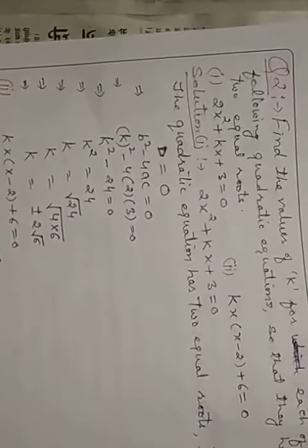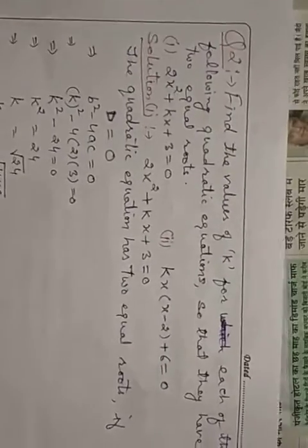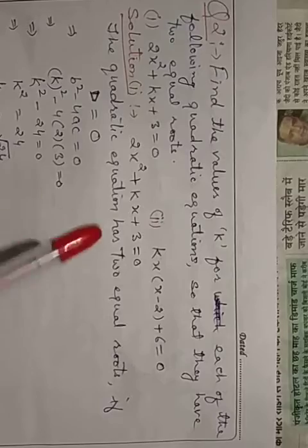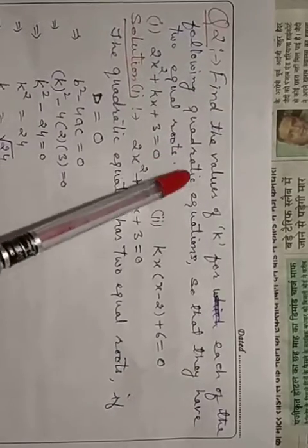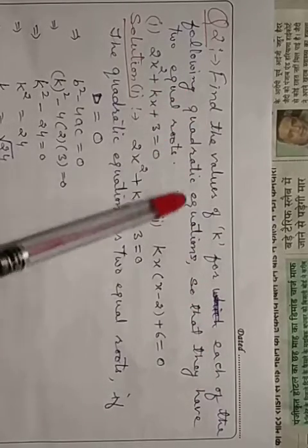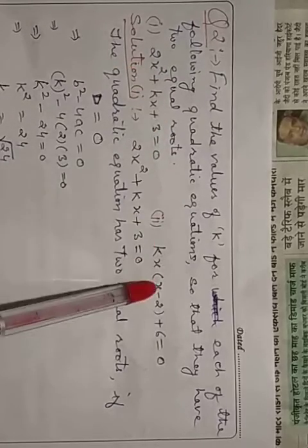Come to question number 2. Find the value of k for each of the following quadratic equations so that they have 2 equal roots. You have to find the value of k for each of the following quadratic equations so that they have 2 equal roots. Now these are 2 subparts.